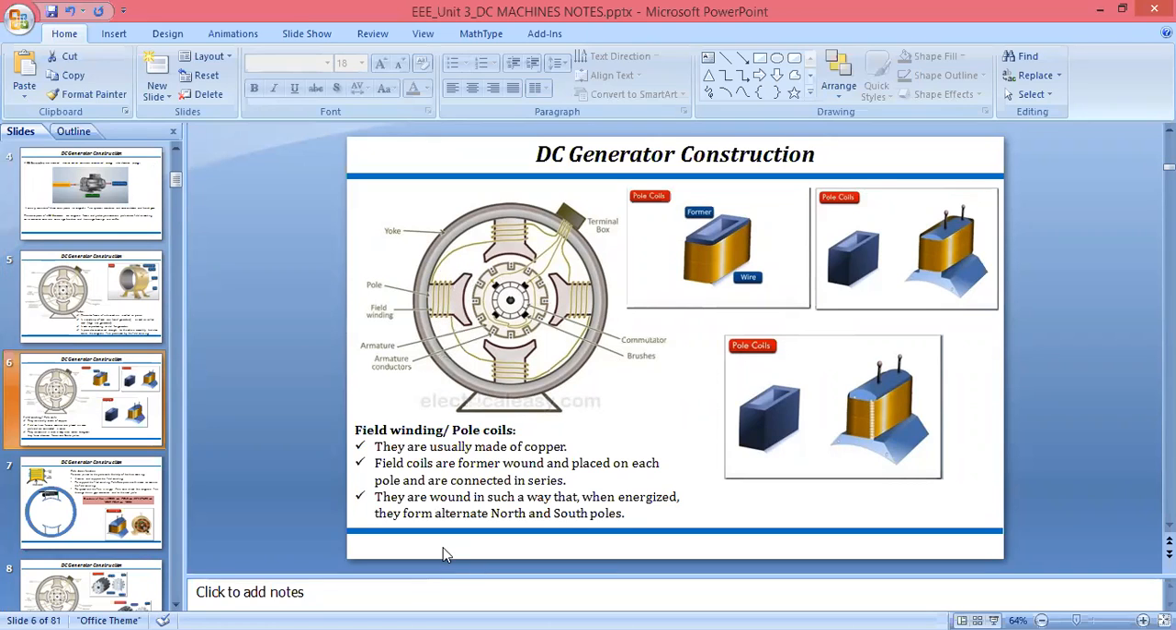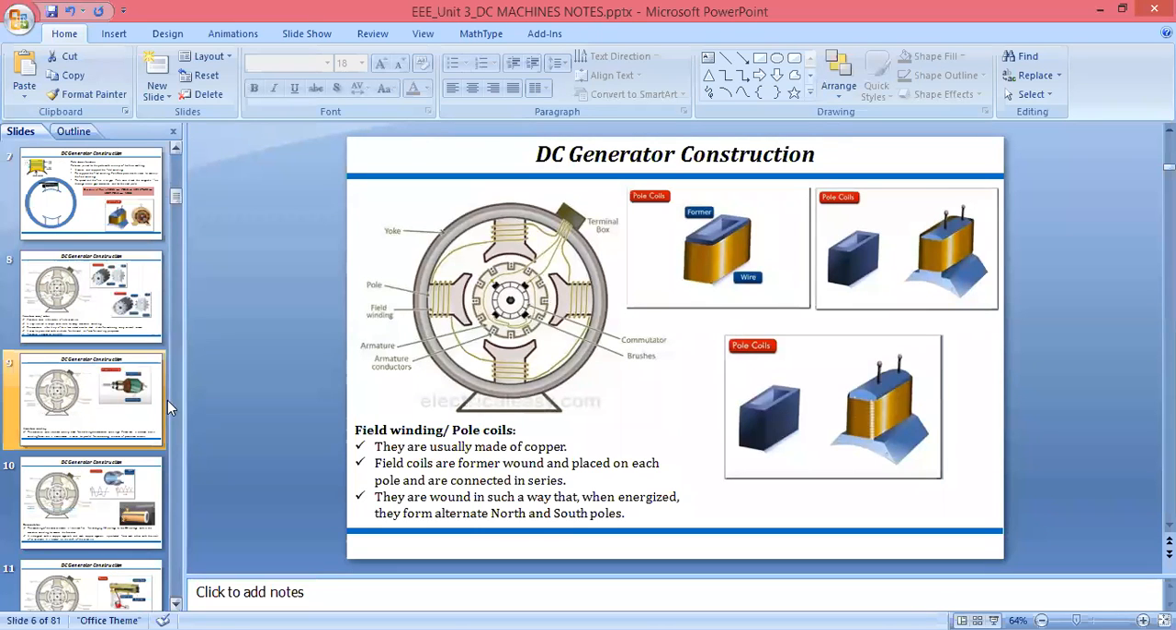So what we can say, they are wound in such a way that when energized, means if we are giving here mechanical energy and it is energized, मतलब उसको energy मिल गया है, at that time they will form alternate north and south poles. They will form north and south pole. So this is the construction diagram for the DC generator.